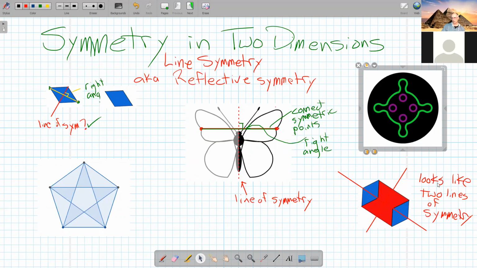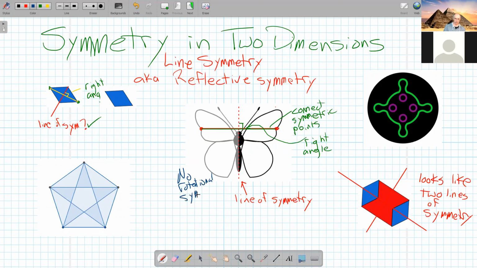This figure over here, what kind of rotational symmetry does it have? So I would say just a note on this one right here. Let's do this in blue. The butterfly had no rotational symmetry. This one right here had 180-degree rotational symmetry. And this one up here also had 180-degree rotational symmetry.